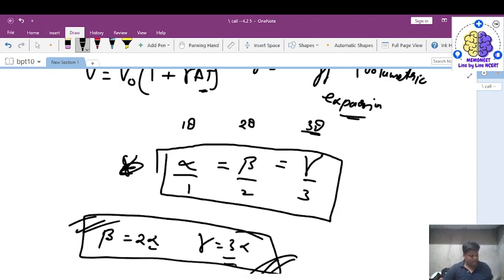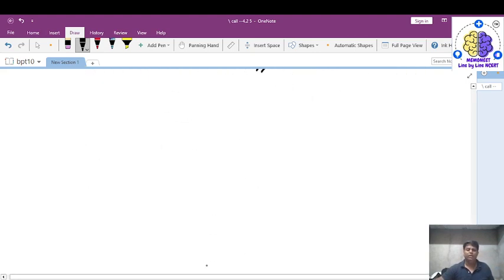Now the next thing which we are supposed to study is expansion in liquids. Now suppose we are having a liquid.